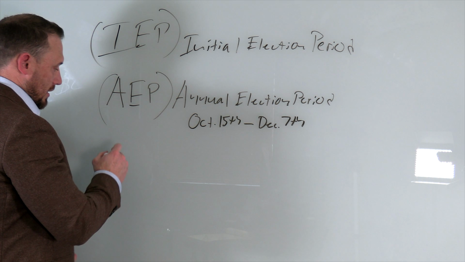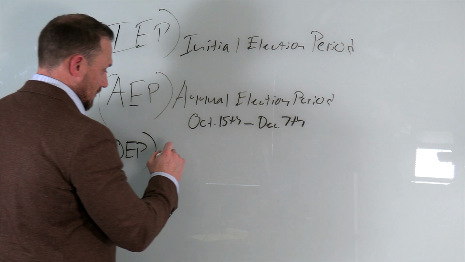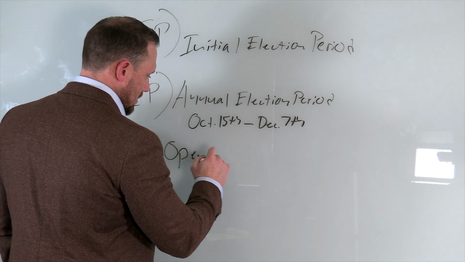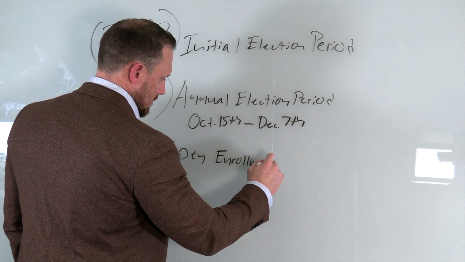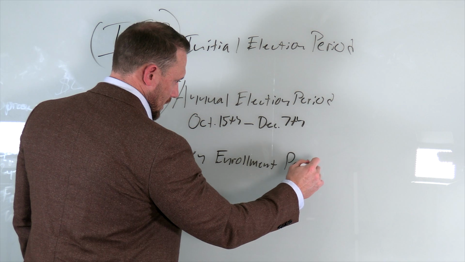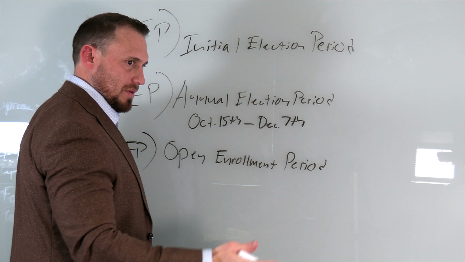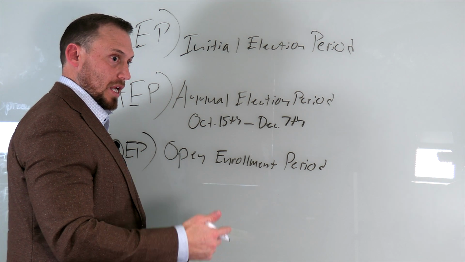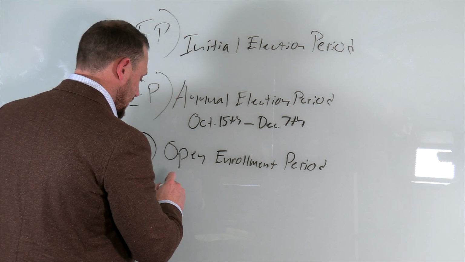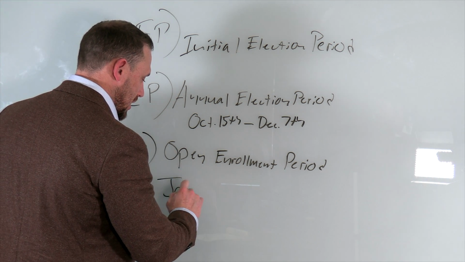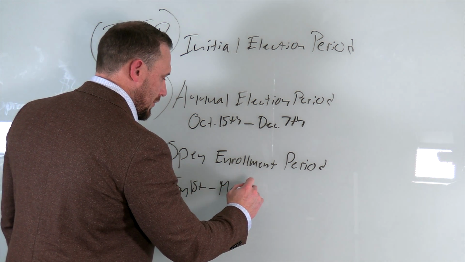Now, the third acronym is OEP, which stands for Open Enrollment Period. Now, we're not talking about the open enrollment period for people that are under age 65 and having to make a decision on an individual policy when you're not of Medicare age. This is the open enrollment period for Medicare. This period is between January 1st through March 31st.